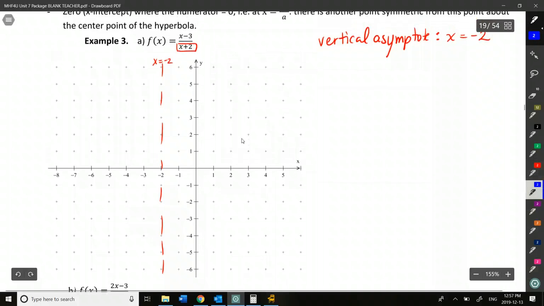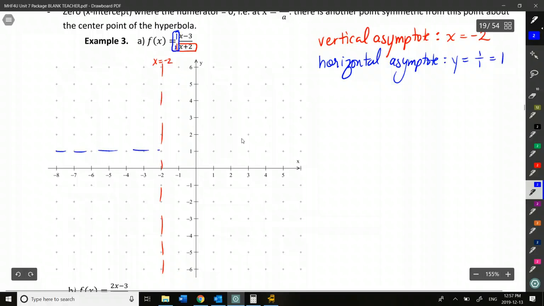Okay, there's also a horizontal asymptote for these functions, and it comes from the ratio of the x coefficients. So what are the x coefficients here? Liam? They're 1 and 1. So the horizontal asymptote will be 1 over 1, which gives us 1. So we're going to pencil that in as well.